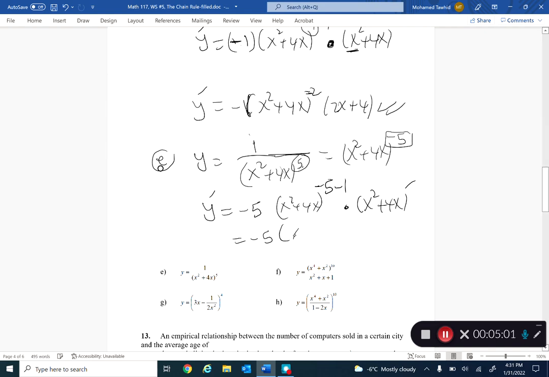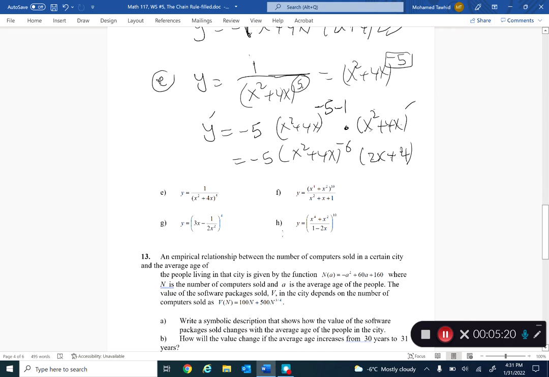So you have x squared plus 4x to the power what? Negative 6. And what is the derivative of x squared? You have 2x. What is the derivative of 4x? The derivative of 4x is just 4, right? All right. So now I have to solve maybe another one.